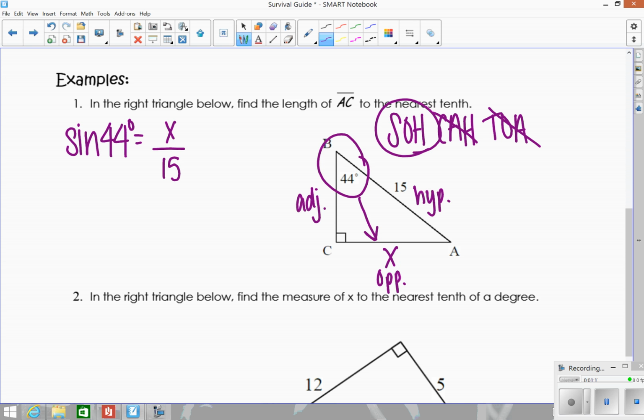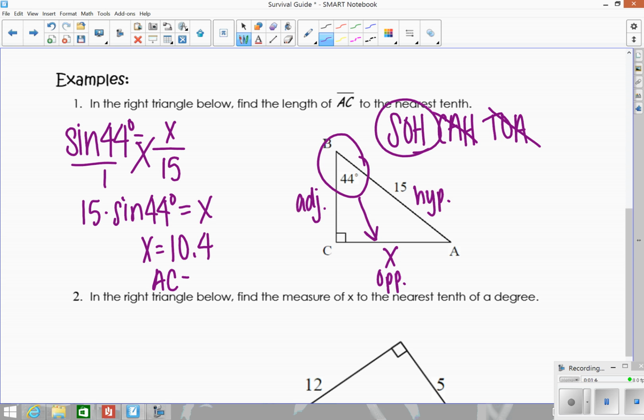And then to solve this, you're going to put sine of 44 over 1, and you're going to cross multiply. In your calculator, you want to make sure that you're in degree mode. So when I cross multiply, it's going to be 15 times sine of 44 in the calculator, making sure you're in degree mode. So when I solve this and we're going to round to the nearest tenth, I'm getting 10.4. So that means the length, or AC, is going to be 10.4.